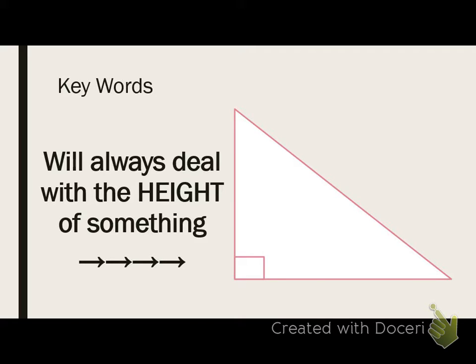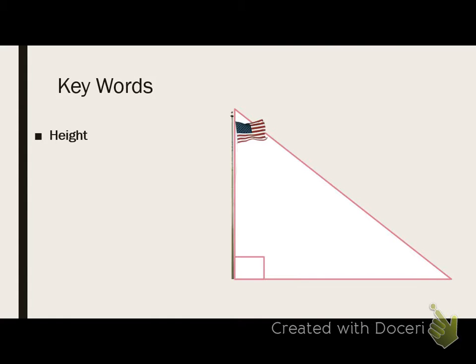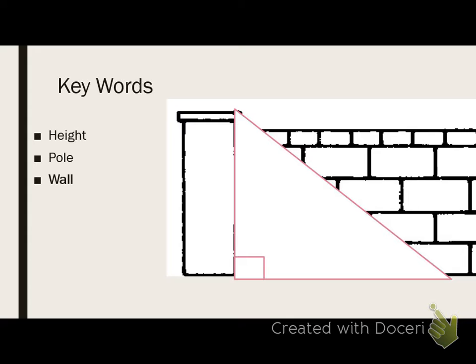Anything about height. The height of a building, the height of a person, the height of a mountain. It wouldn't say height. What word is a synonym with height? Elevation. Starts with an A. Altitude. If it said altitude, anything like that, it's going to be that vertical side. Also, if it says anything about a pole, it's going to be vertical because poles are vertical. If it says a wall, walls are vertical.